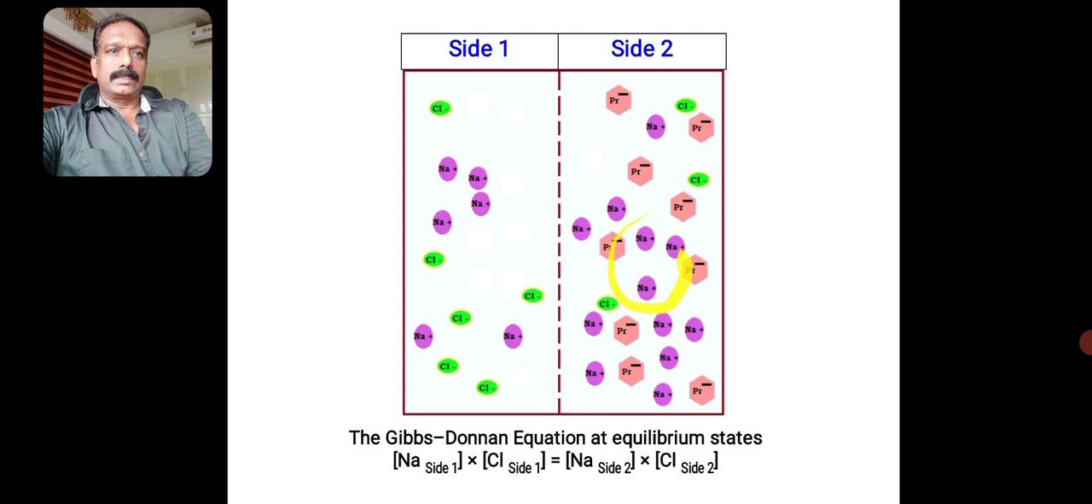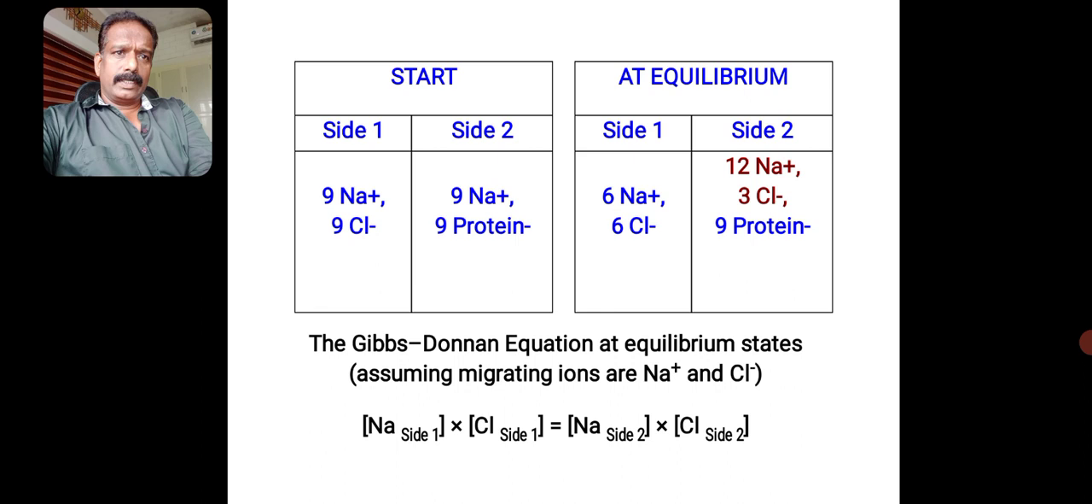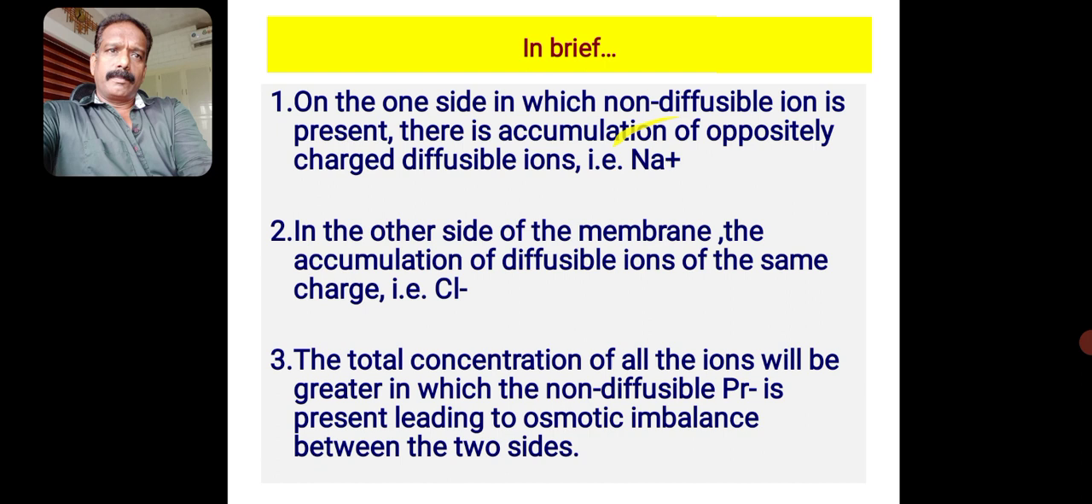This is how the presence of an impermeable molecule on one side of a semi-permeable membrane influences the movement of permeable molecules. Even though the distribution is unequal, there is a pattern here. We start with an equal number of cations and anions on side 1, and on side 2 the protein is the impermeable molecule. At equilibrium, you can see that 6 into 6 is 36, and here also 3 into 12 is 36. Sodium gets accumulated on one side, and chloride gets accumulated on the other side.